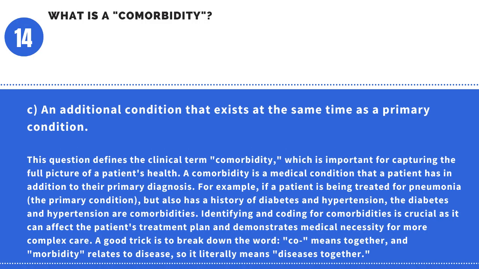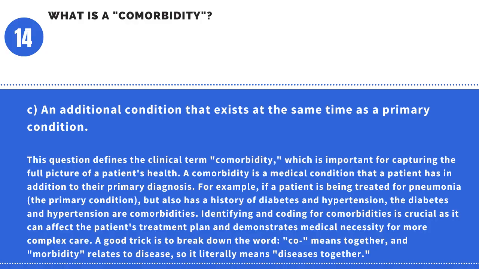Answer: C. An additional condition that exists at the same time as a primary condition. This question defines the clinical term comorbidity, which is important for capturing the full picture of a patient's health. A comorbidity is a medical condition that a patient has in addition to their primary diagnosis. For example, if a patient is being treated for pneumonia, the primary condition, but also has a history of diabetes and hypertension, the diabetes and hypertension are comorbidities.